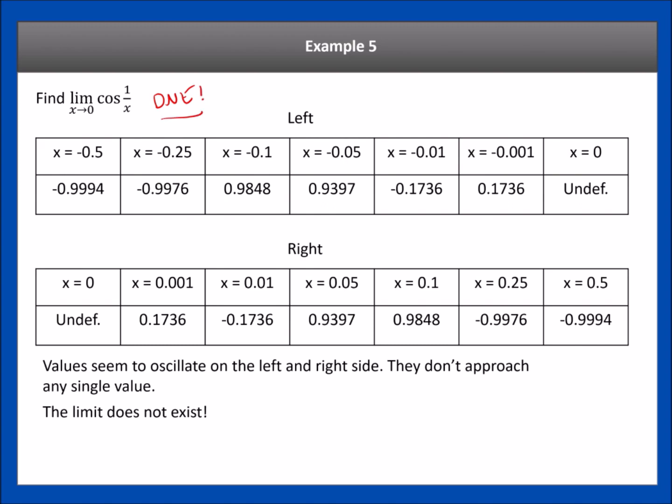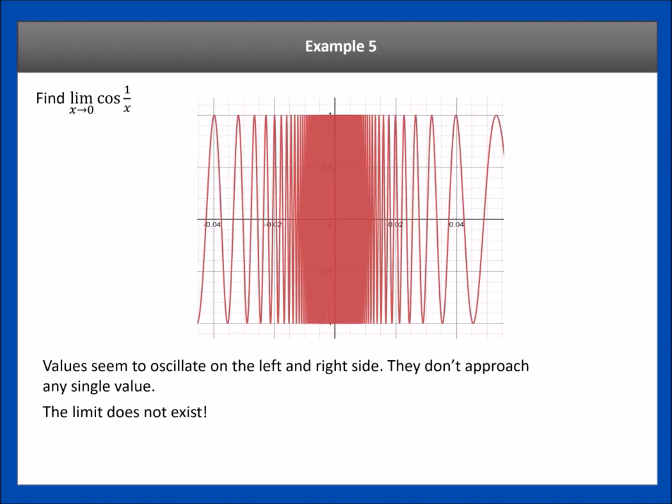All right, and here's how the graph looks like for cosine of 1 over x. So you can see as we start approaching x equals 0, things start happening to the graph, right? So it starts having that wild oscillating behavior, right? That you can see in there, and that's because the limit does not exist.